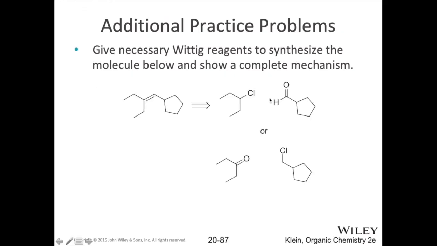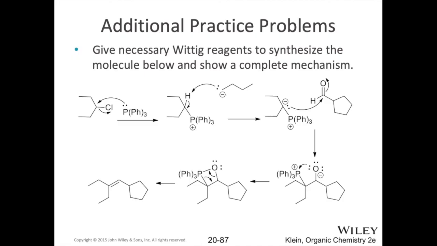Okay, so here's the reaction. You could do it in one of two ways. You could have your halogen on this half and your carbonyl on this half, or vice versa, with our carbonyl over here and our halogen on this carbon here. The bottom line is this carbon and this carbon, or this carbon and this carbon, are going to be connected with that double bond. So that's how you would do that retrosynthetically.